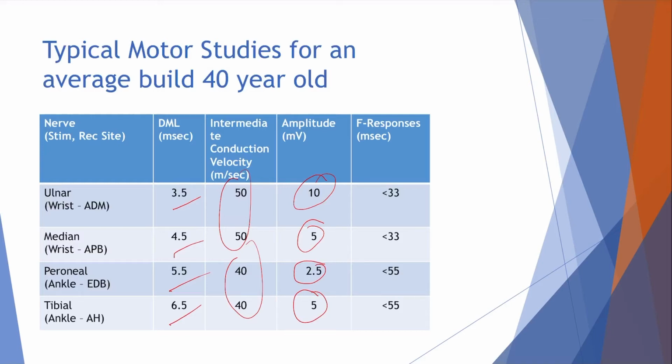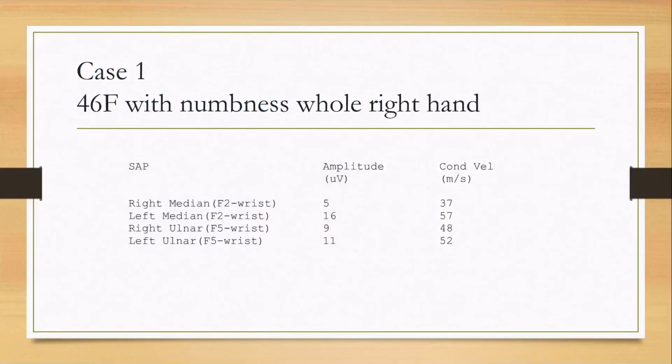The F responses, which we went through in the previous video, would be less than 33 milliseconds for the upper limb and less than 55 milliseconds in the lower limbs. Of course, as one ages, those values will also increase somewhat too. Let's dive now into case 1. So a 46-year-old lady who has got numbness in the whole of the right hand.